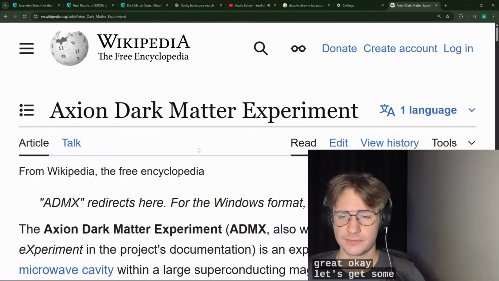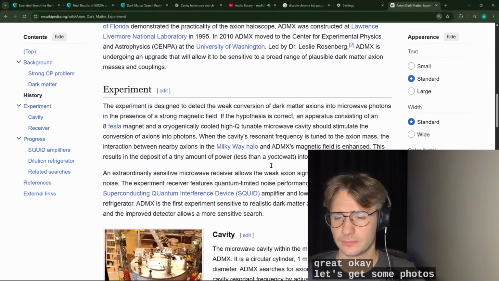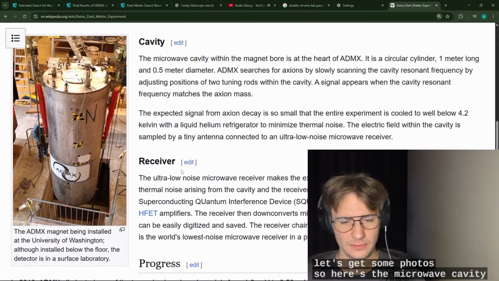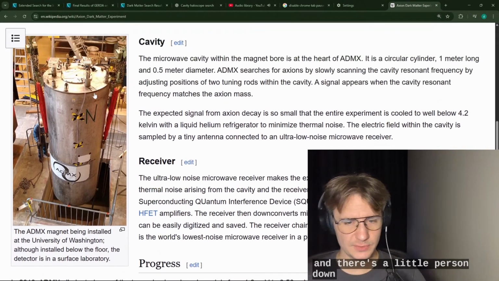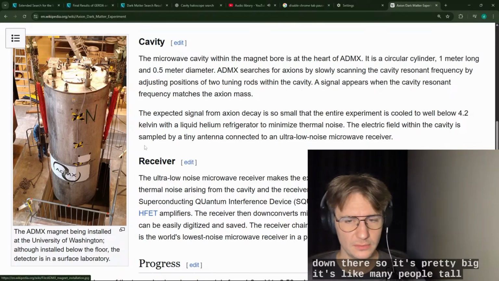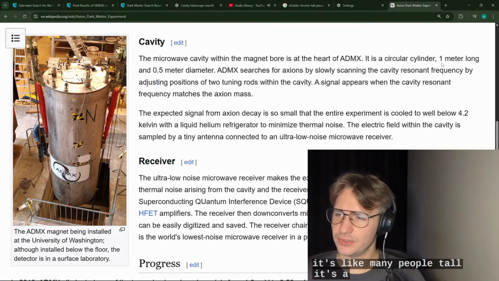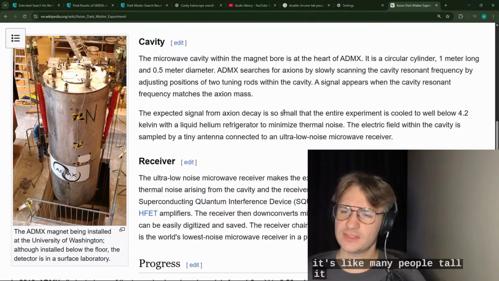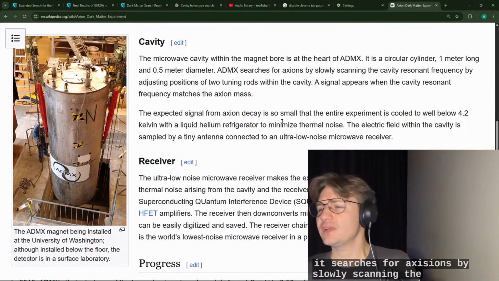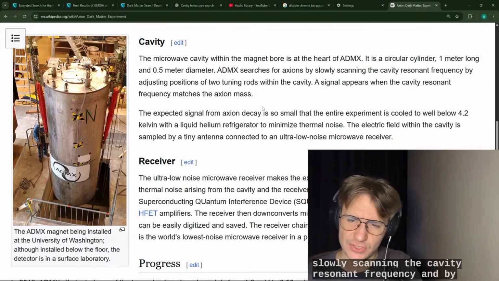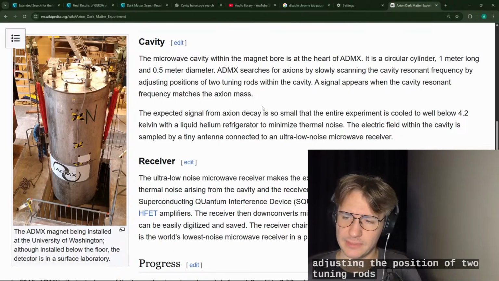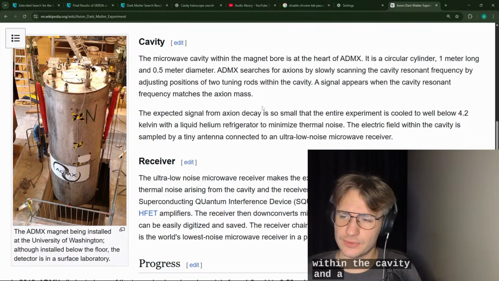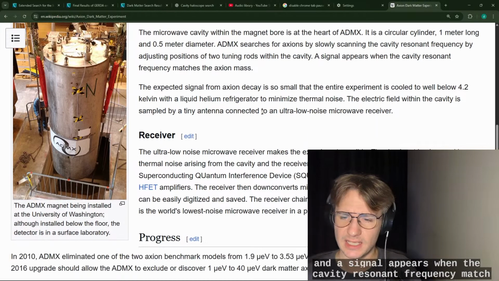Let's get some photos. So here's the microwave cavity. And there's a little person down there. So it's pretty big. It's like many people tall. It's a circular cylinder, 1 meter long and half a meter in diameter. It searches for axions by slowly scanning the cavity resonant frequency and by adjusting the position of two tuning rods within the cavity. And a signal appears when the cavity resonant frequency matches the axion mass.